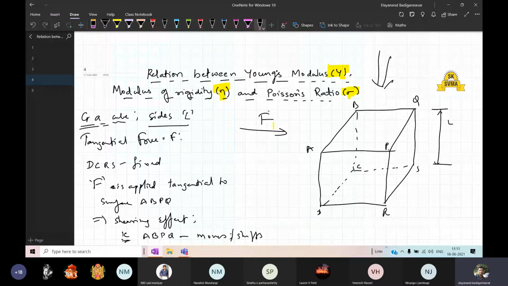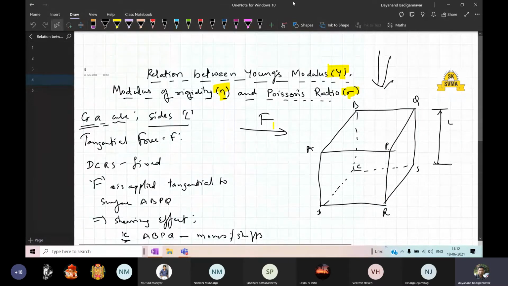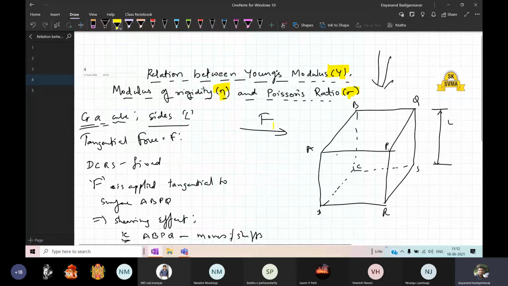The lower surface is fixed. This surface is fixed. It is not moving. Only the upper surface is moving. Upper means the layers which are on top. So these layers will move. Once the force is applied, there is a movement of the surface ABQP. Therefore, it produces a shearing effect, that is, movement of the top surface.